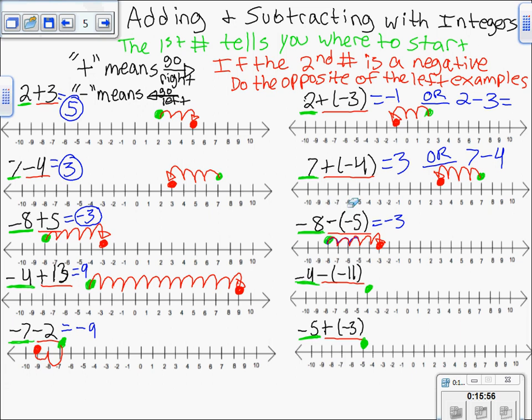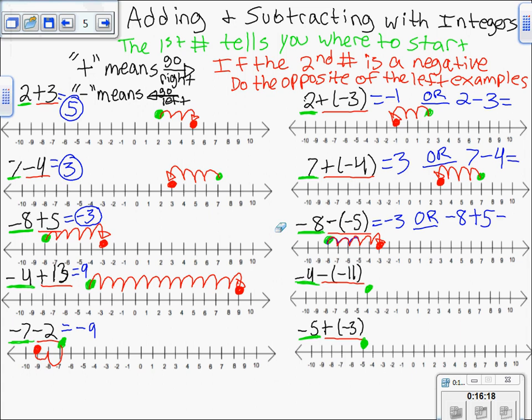Now, on this one, you'll notice we end up going to the right. When you minus a negative, you go to the right. And we learned up here, when you go to the right, that means you added. Like in this question. When you go to the right, you add. So you can actually change this question to fit that. You can rewrite it as, I'm going to put or.